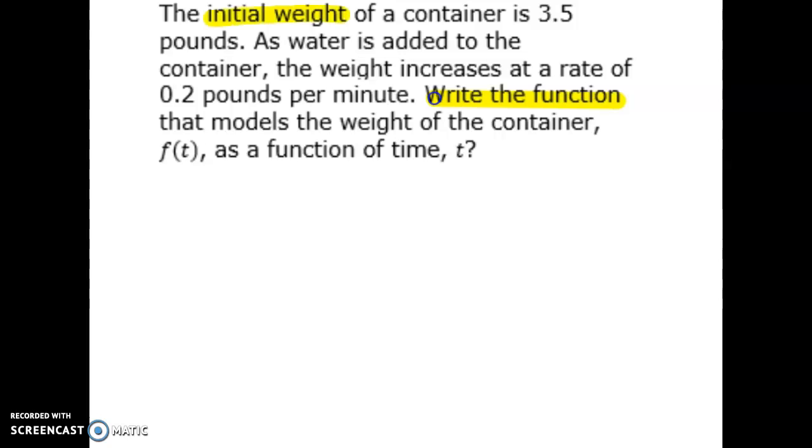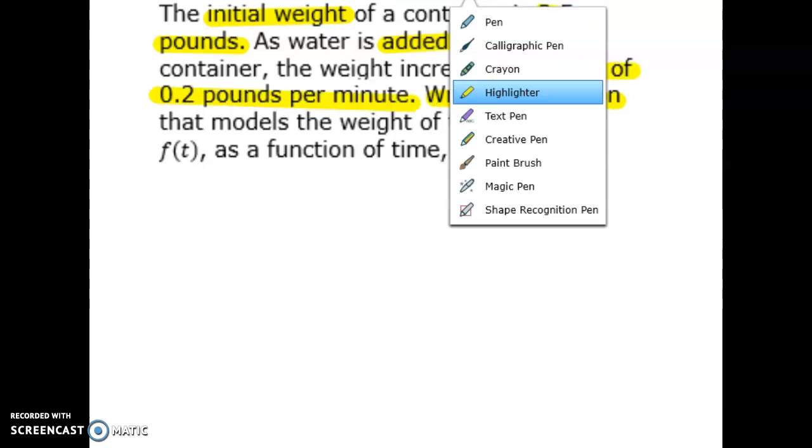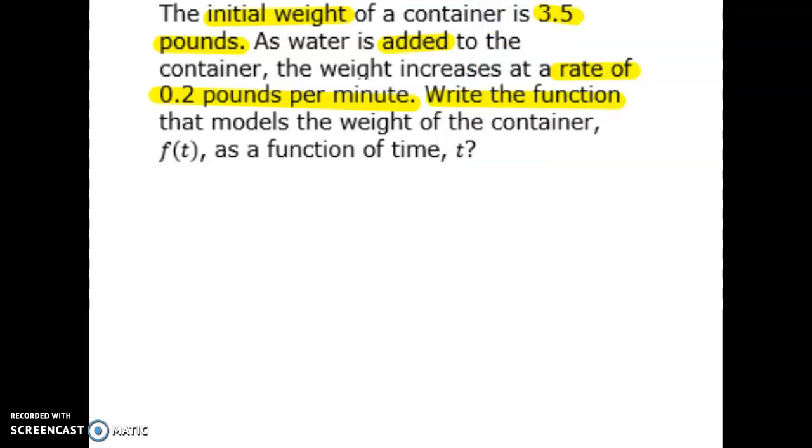They're giving us the initial weight is 3.5 pounds. As water is added to the container, the weight increases at a rate of 0.2 pounds per minute. So when we're looking at these two things, I do want to remind you that some of these words mean certain things. For instance, when we see the word initial, that means it's talking about your y-intercept. And remember, in the formula, y-intercept is the b value.